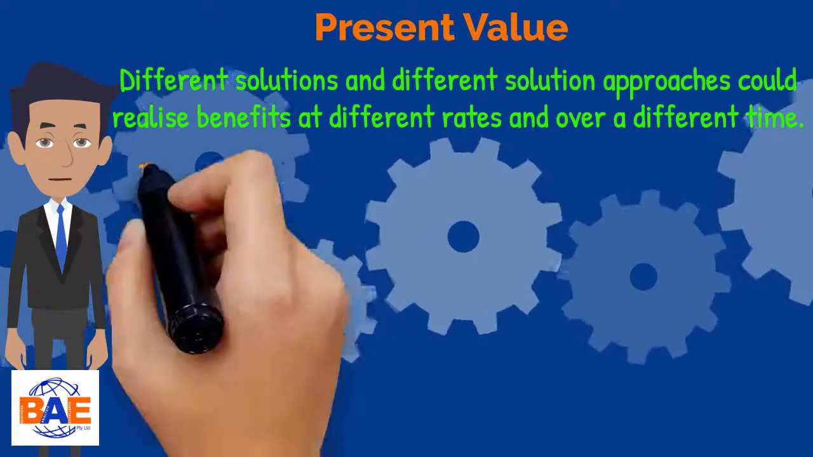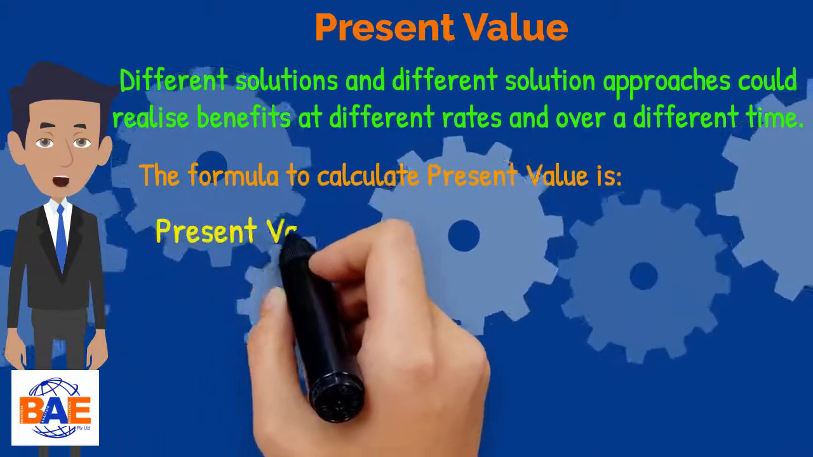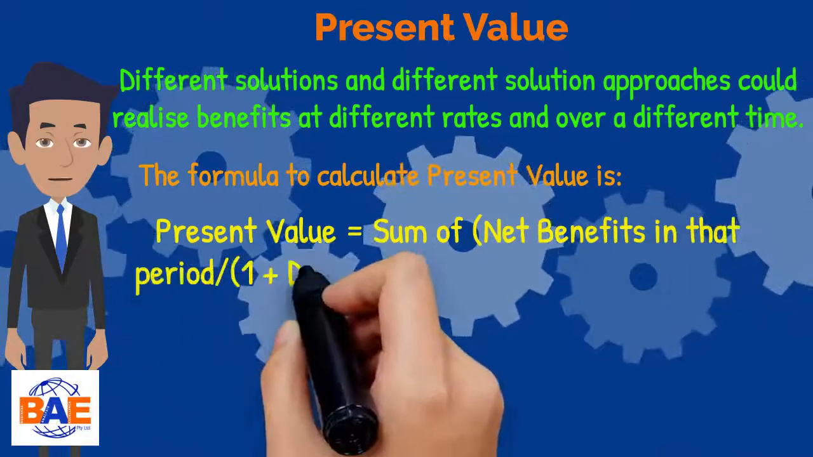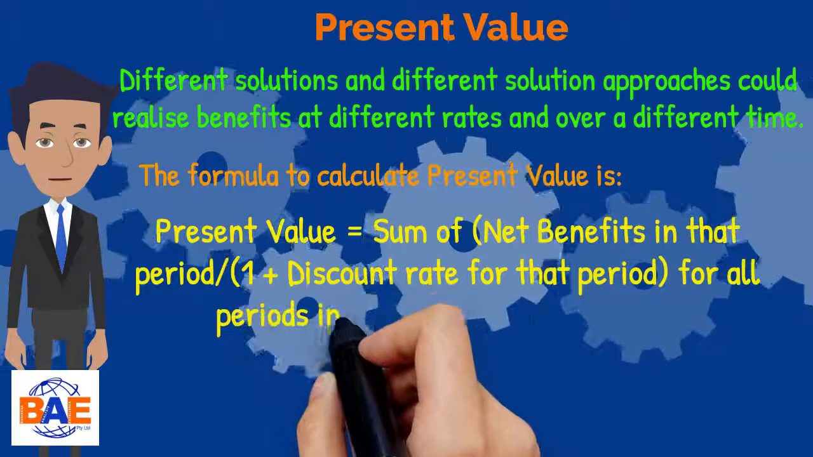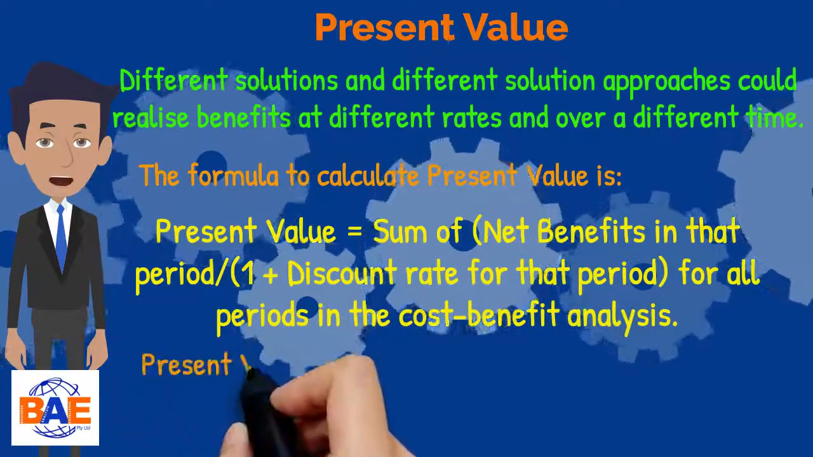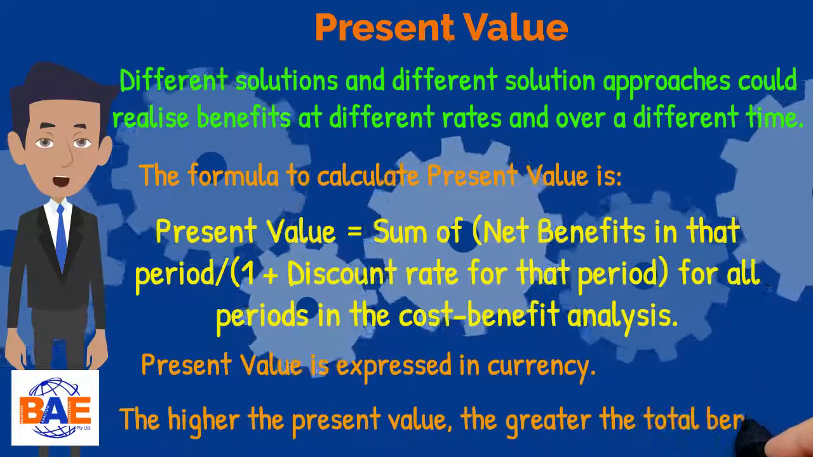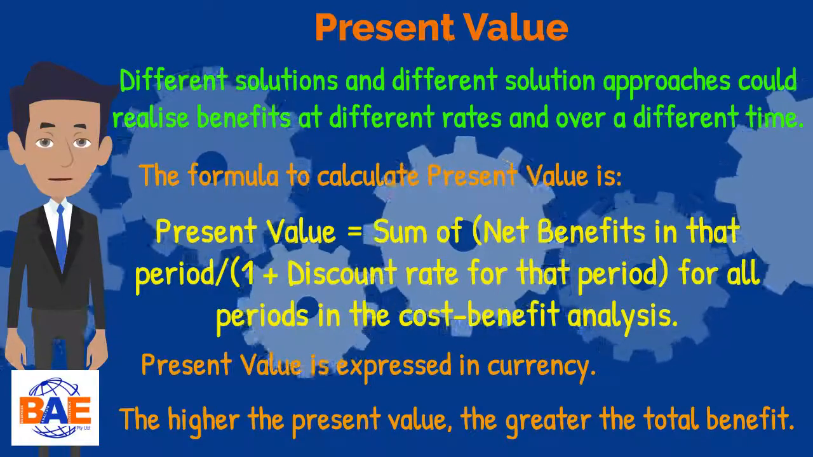The formula to calculate present value is: present value equals sum of, in brackets, net benefits in the period divided by 1 plus discount rate for that period, for all periods in the cost-benefit analysis. Present value is expressed in currency. The higher the present value, the greater the total benefit. Present value does not consider the cost of the original investment.